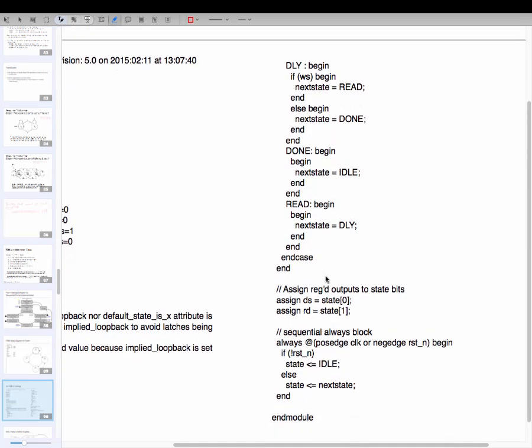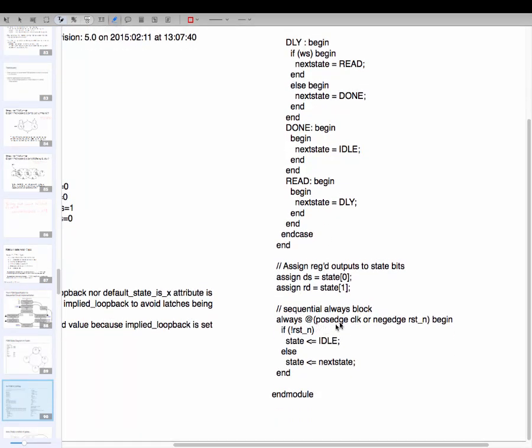And then at the end, it says at every clock edge, the current state gets its value from the next state. But it also says if I get a reset, then set the state to be idle. So it took care of all of that for me. I didn't have to write this.